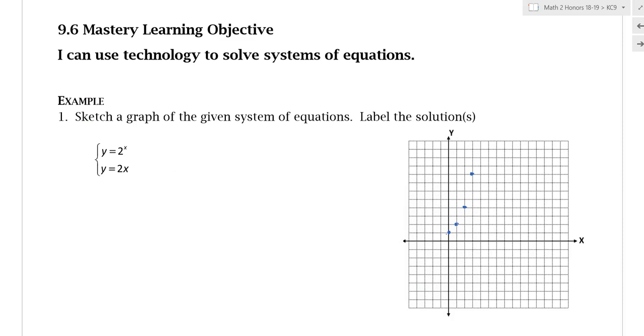Yep, which is off the graph, right? 4, 16 is off the graph. So I'm going to leave it like that. And again, I'm going to make it look like an exponential function.